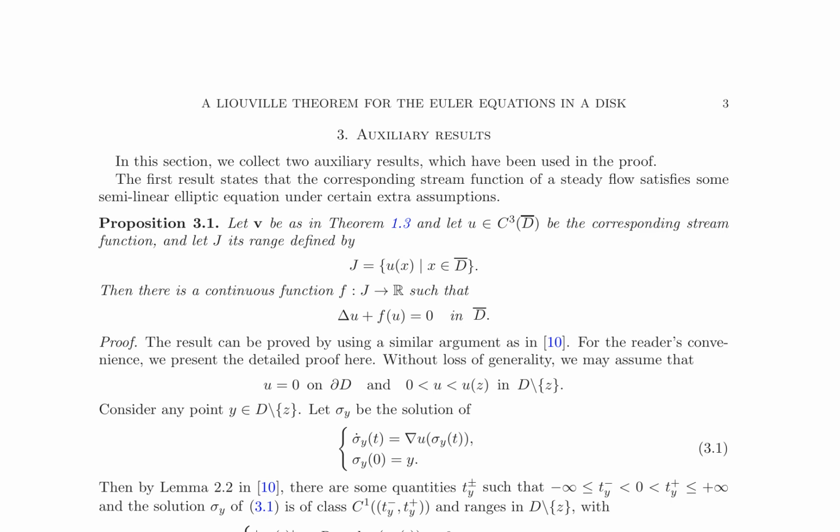In the context of fluid dynamics, this research paper focuses on the Euler equations in a disk, aiming to establish a Liouville theorem for Beltrami flows. The authors first present an auxiliary result, proposition 3.1, which states that the corresponding stream function of a steady flow satisfies a semilinear elliptic equation under certain assumptions.